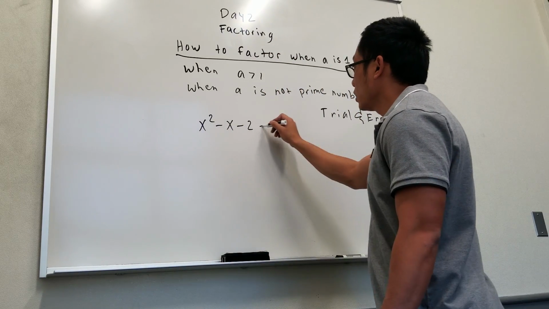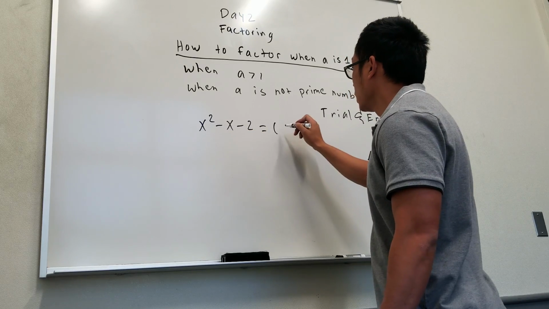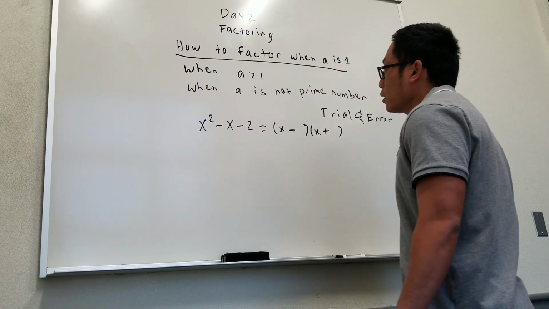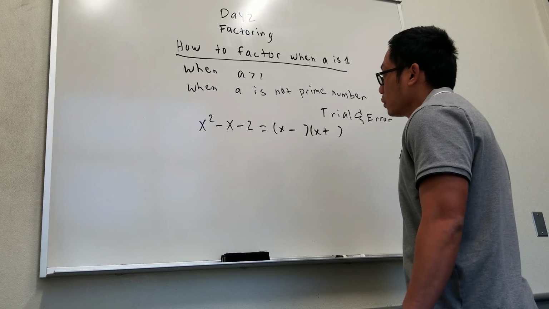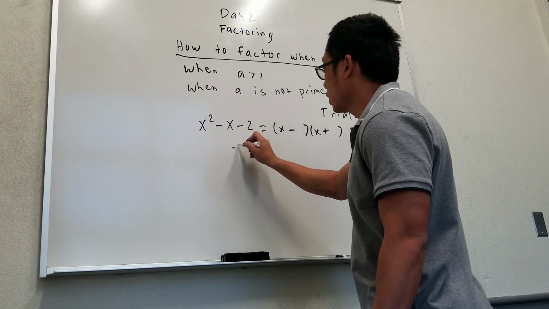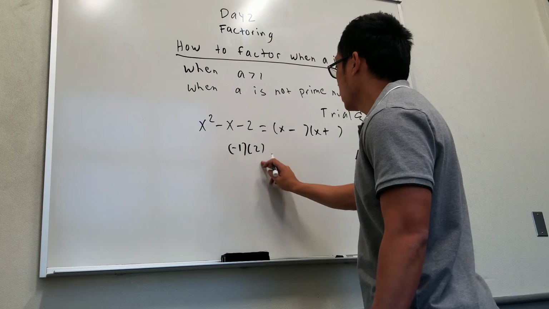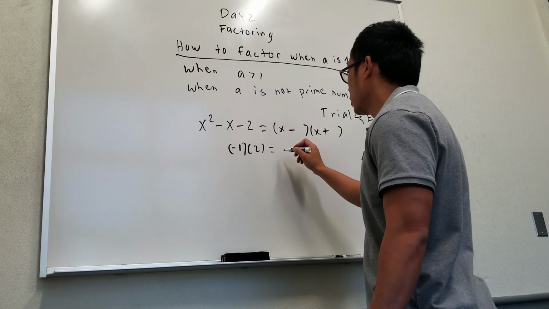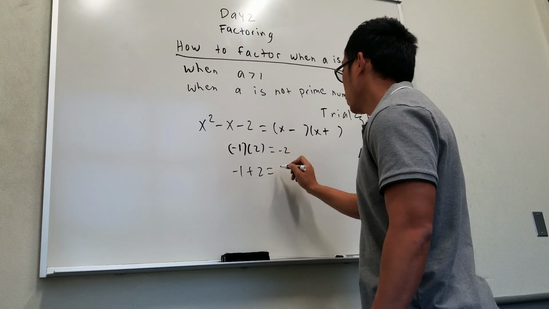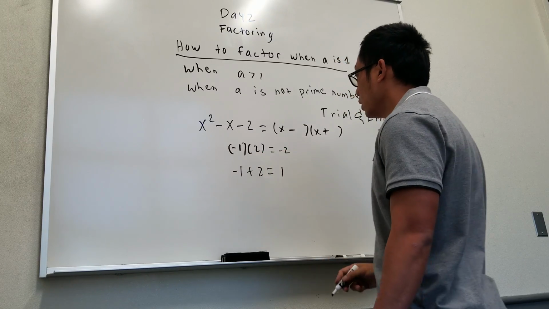So in this case, since it's negative, it's going to be x, a negative and a positive. Okay? So let's think about it. One is negative, one is positive. So I need to have -2. So I know -1 times 2, one is negative, one is positive, to give us -2. -1 plus 2. Oh, this doesn't give us -1. So let's try another one.